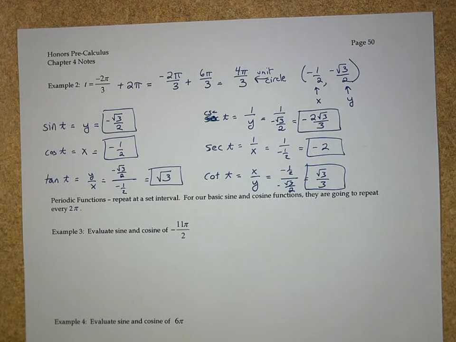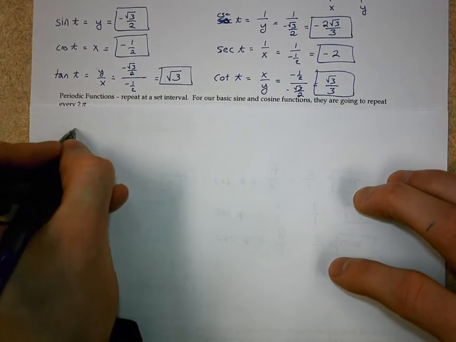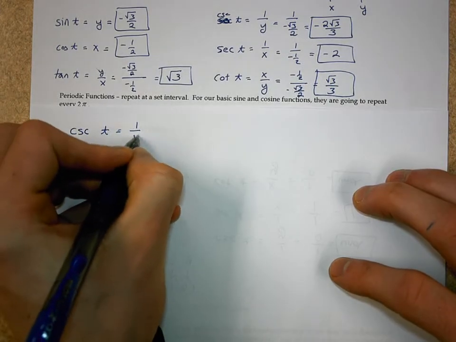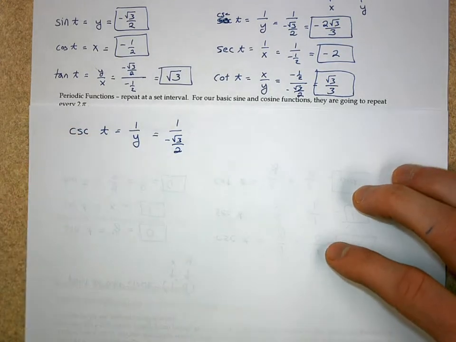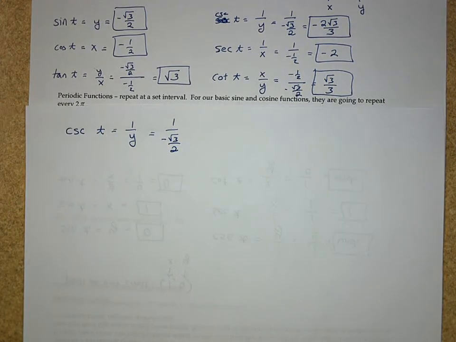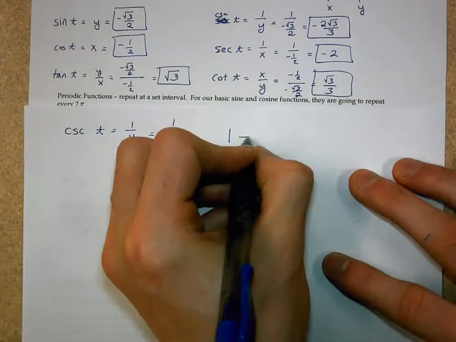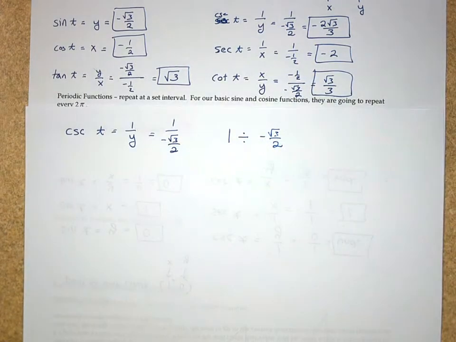Now with this, if you're not sure how we did that math, let me work that out for you on a separate sheet of paper here. With that cosecant, we said here that the cosecant of t is 1 over y, which is 1 over negative square root of 3 over 2. What I like to do is rewrite this in terms of your traditional division, which is 1 divided by negative square root of 3 over 2.